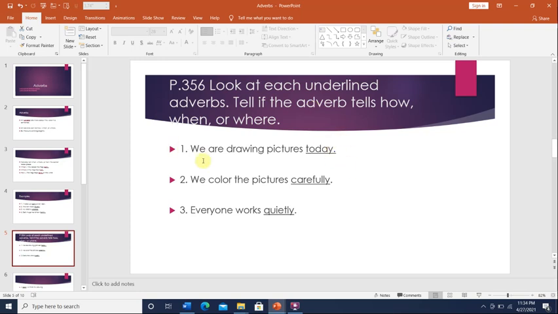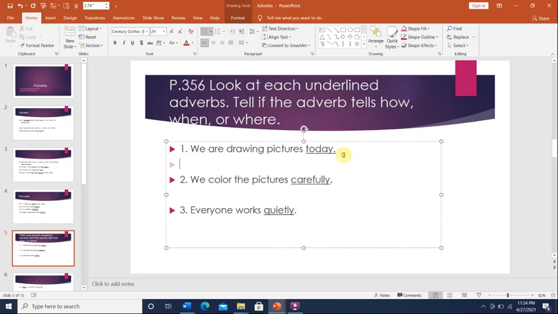Okay, number 1, we are drawing pictures today. Today, does it tell you how, or when, or where? It tells you when, right? When will you paint the pictures? We will paint pictures today. So today tells you when. Okay, so number 1, we will write when.